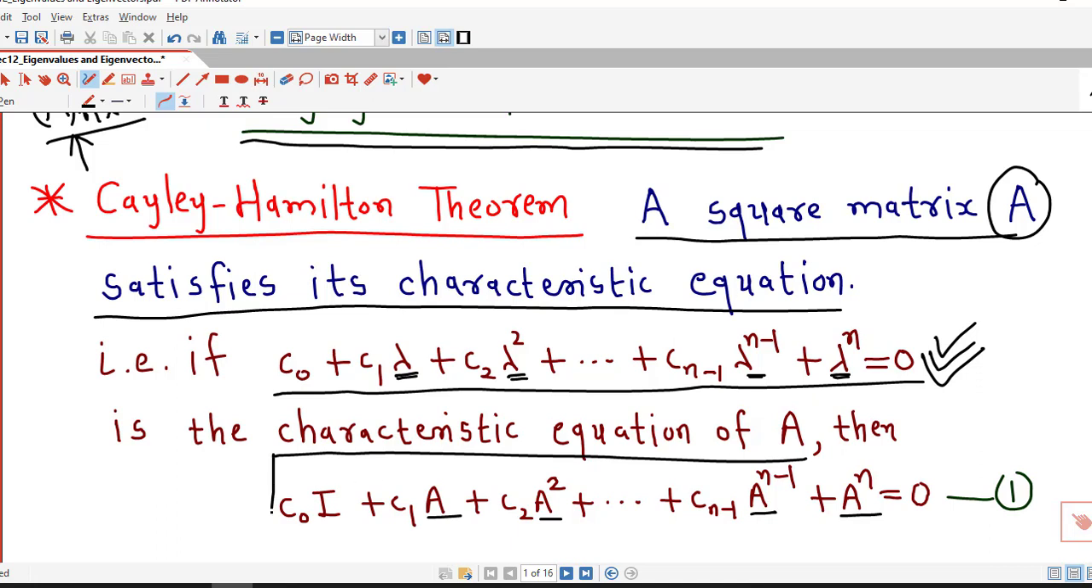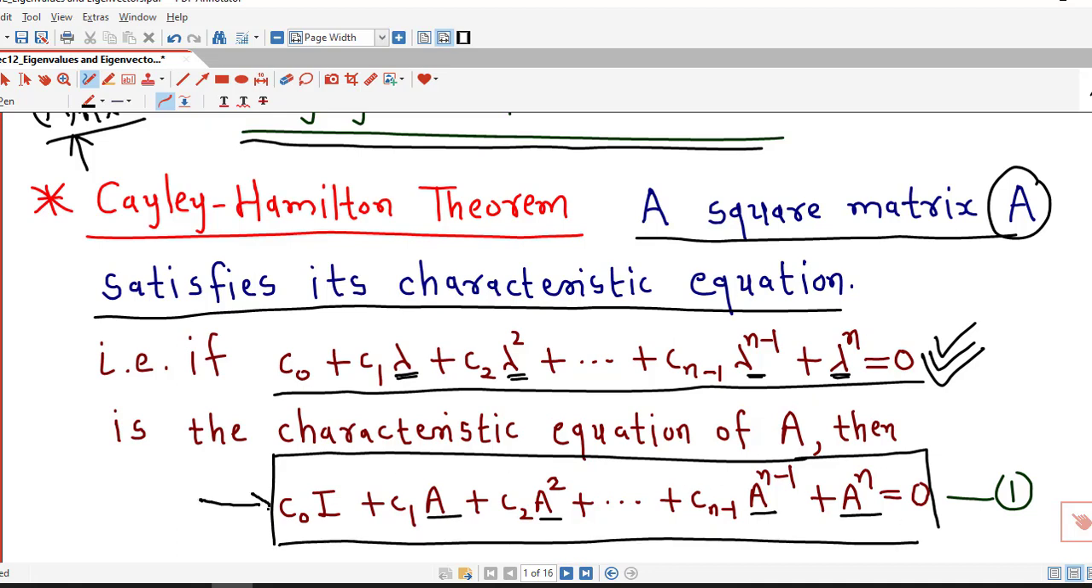So we can obtain this equation for matrix A in powers of A. This is a polynomial in matrix A. So using this equation, we can do several things. We can find out different powers of the matrix A, and also we can find out inverse of the matrix A if it is invertible.